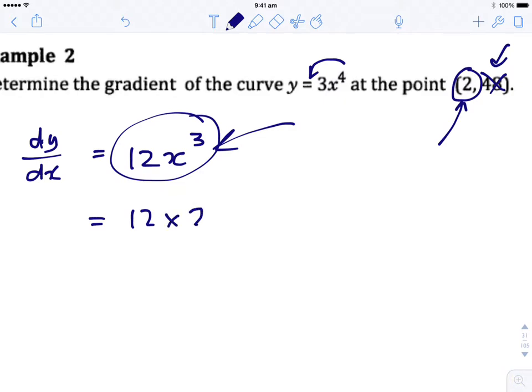So in this case, it's 12 times 2 cubed. So we go 12 times 8, 96. That is the exact slope of the curve when x is equal to 2.